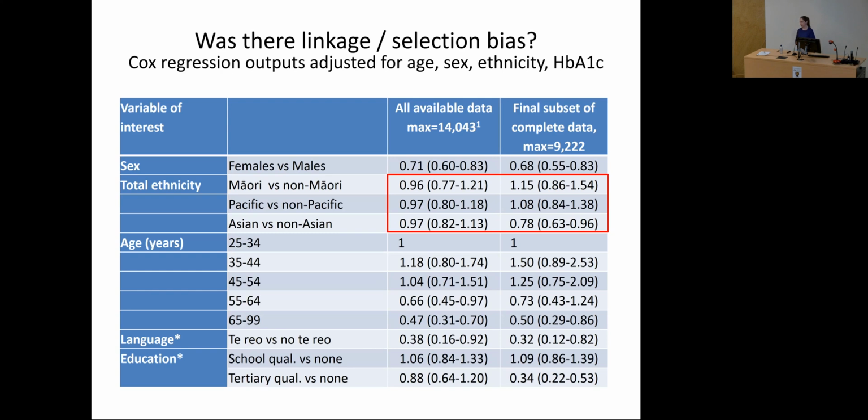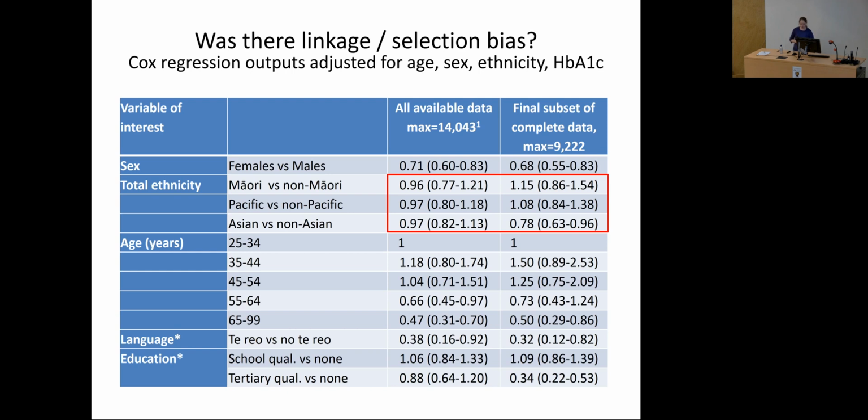And this is the two different regressions, one run on the full complete data set on the left column, and then on the right column is the data set with complete data on every variable. So this is a Cox regression, looking at the outcome of diabetes among this pre-diabetes population, adjusted for age, sex, ethnicity, and HbA1c. And just to look at some of the size of the differences between the coefficients.